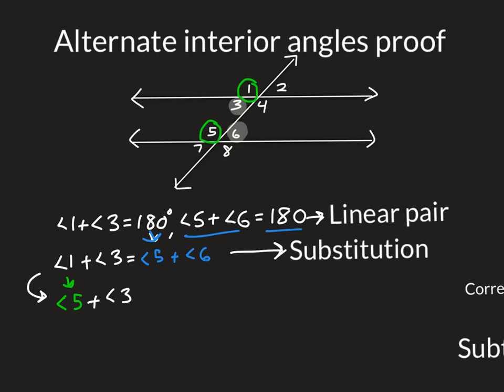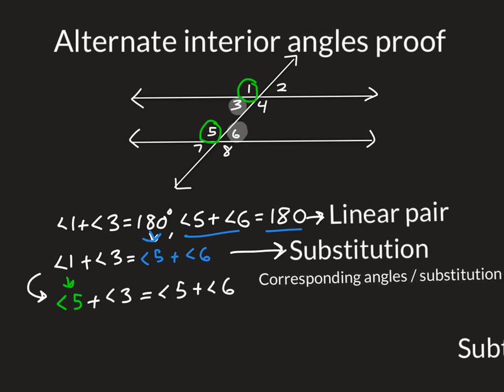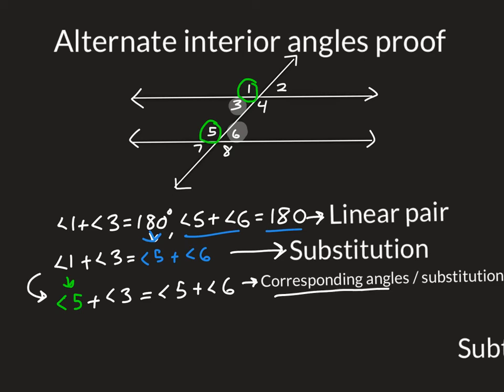So angle 5 plus angle 3 is equal to angle 5 plus angle 6. What reasoning did I use there? I used corresponding angles, and I substituted angle 5 in for angle 1. How come I could substitute those? Because corresponding angles are congruent. So I used two reasons there.